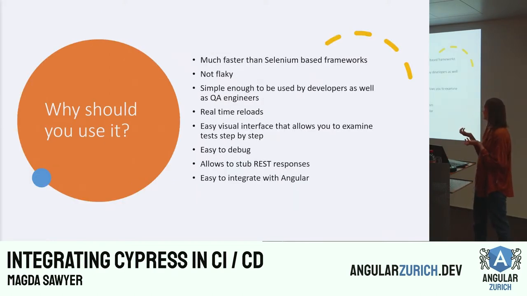Here are some benefits of using Cypress. It is much faster than Selenium-based frameworks, and it is also not so flaky. If you have experience with Selenium, you might remember that your code is scattered with waits, and it doesn't always work. Sometimes it works locally, and it doesn't work on the integration server, and it's very painful then to debug. Cypress is not like this. It's quite stable, so tests are much more repeatable.